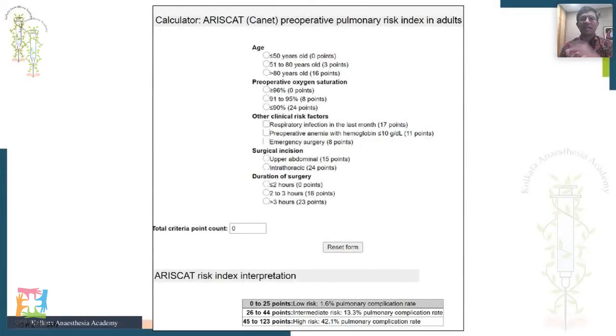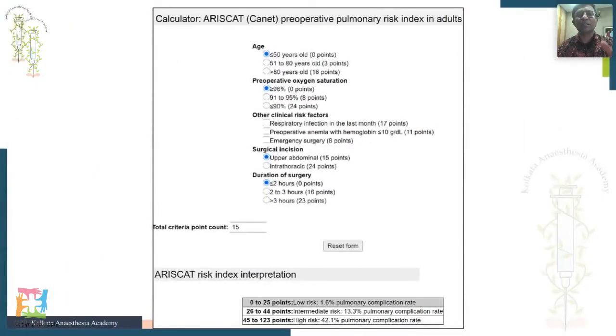And I'll just take you through this, a snapshot of the website of ARISCAT. Canet is the name of the person who devised it. So you have age, you just have to click on it; preoperative oxygen saturation, click on it; are there any other clinical risk factors? Click on it. Surgical incision, duration of surgery. You will get a total points based upon these, and then you can stratify patients on these kinds of criteria. I'll just take you through one of these.